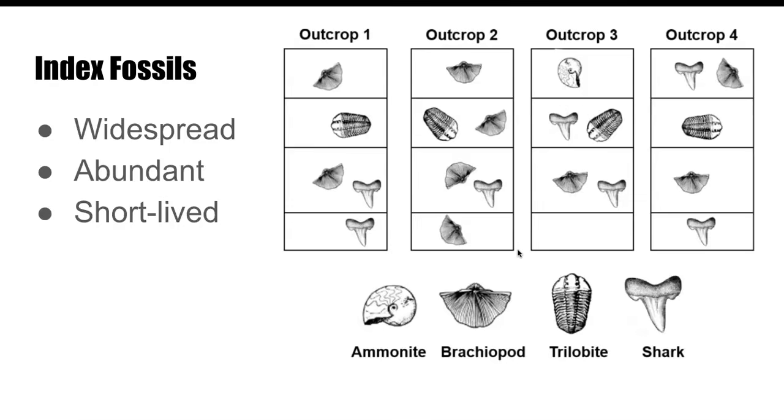So here, if we look at these 4 different types of fossils, Ammonite, Brachiopod, Trilobite, and shark, let's think about which of these would make the best index fossil. So ammonites, you will see there is one ammonite fossil in these 4 outcrops. So while it is not widespread, it is not abundant, it was definitely short-lived because it only shows up in one layer.